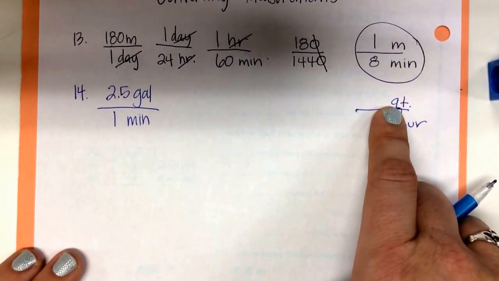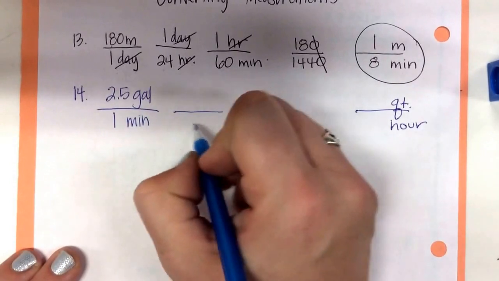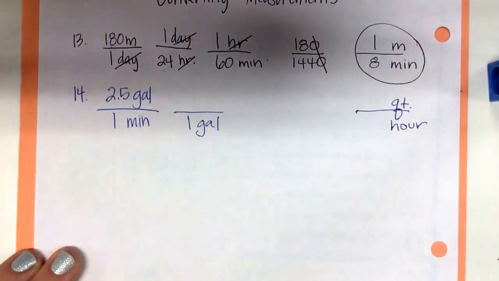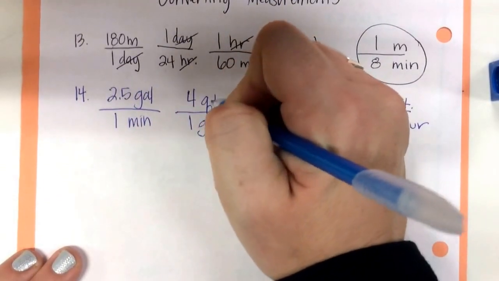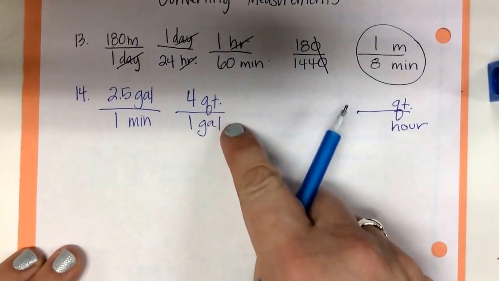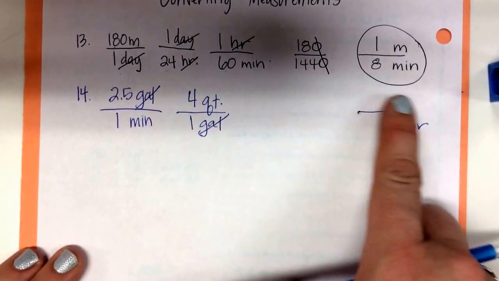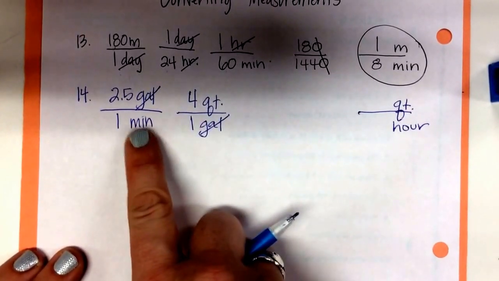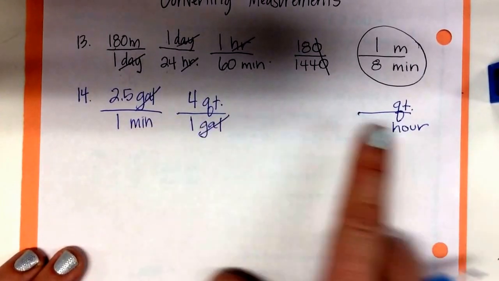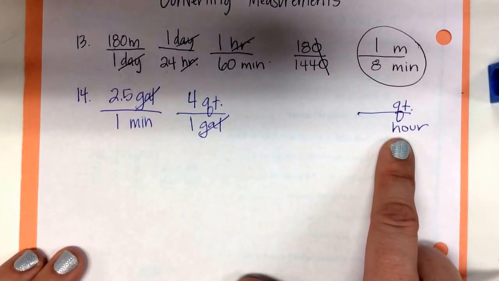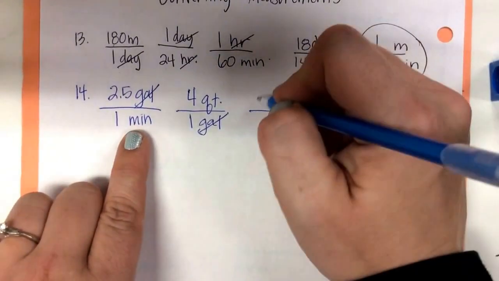Think back to 5th grade. 4 quarts in 1 gallon. So my gallons go diagonal, so they cancel out. Four quarts is 1 gallon. And the gallons disappear. So am I good on the top? Yes. Let's take minutes and make them to hours. What do you know about minutes? 60 minutes is 1 hour. The minutes need to be diagonal from each other.